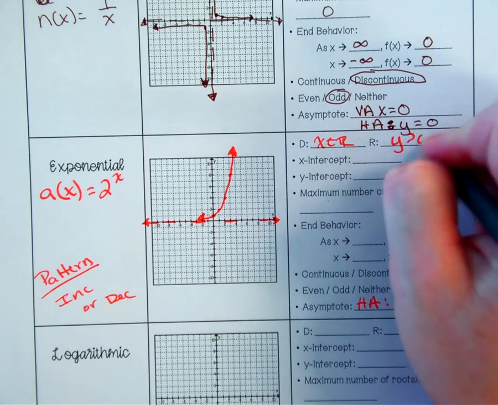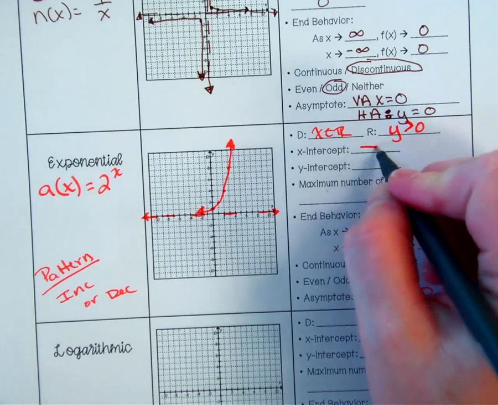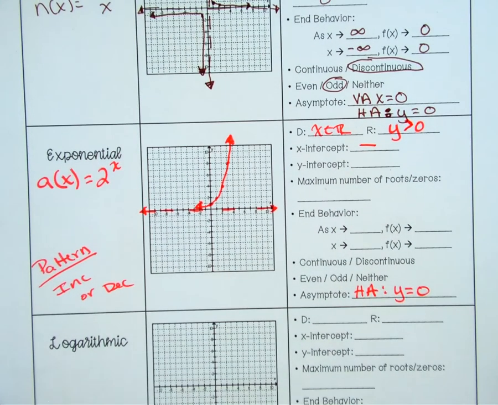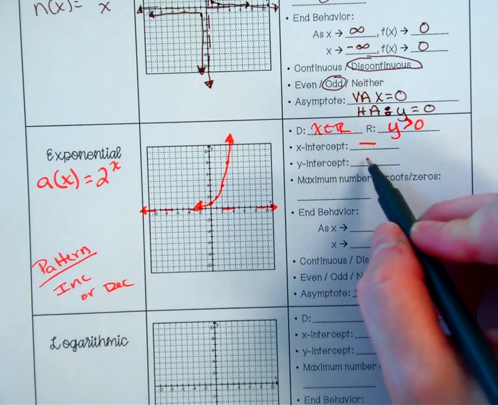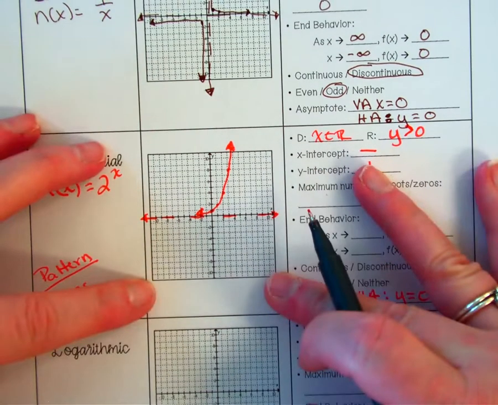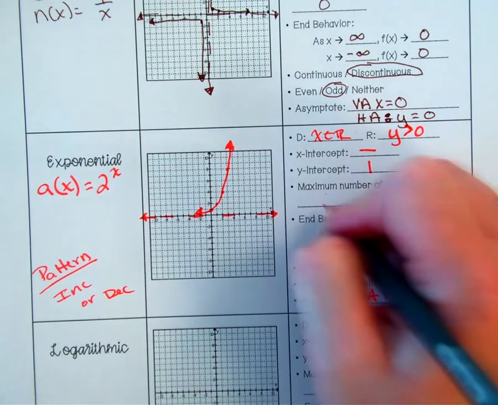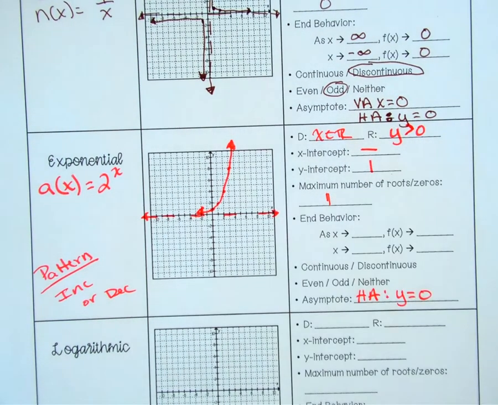So our domain is everything because it's not one of our special cases, and our range is going to be greater than 0 because we have that asymptote there. It's not going to actually reach 0. No x-intercept because it doesn't touch the x-axis. The y-intercept is at 1. Now we could have an x-intercept if I take this graph and shift it down, yes, we would have an x-intercept for that. But in our parent function, we do not.